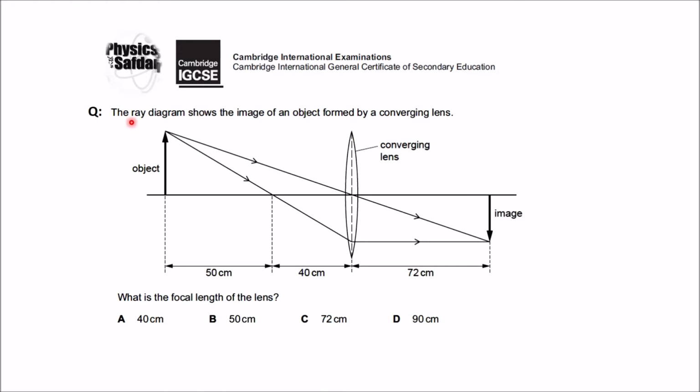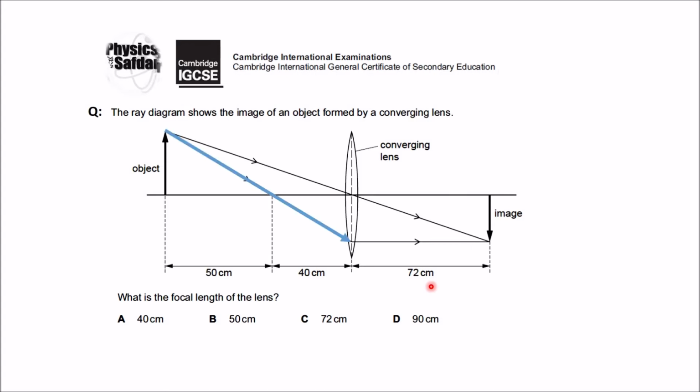The question is, the ray diagram shows the image of an object formed by a converging lens. What is the focal length of the lens? And you have 4 options. So let's jump on the diagram. This is our converging lens. And this line, you know well, is called the principal axis or a reference line. An object is placed here. 2 light rays from the object hit the lens. After going through the lens, they meet at this position and form an image. And you have a few distances like 50, 40, 72. You need to know what is the focal length of this given lens.